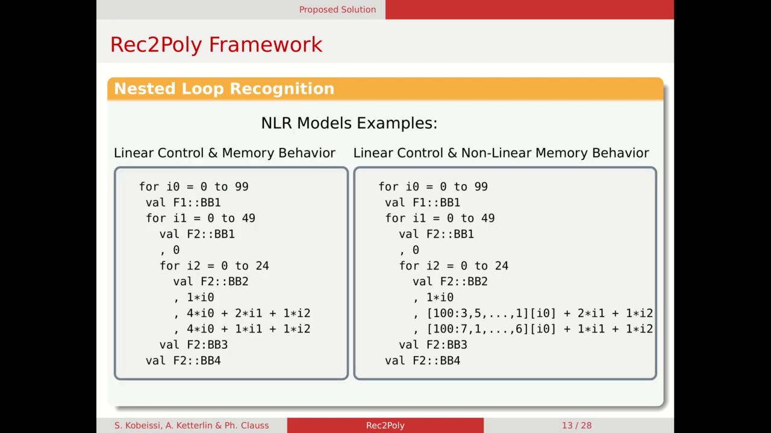To the left we have an example of an NLR model for a linear control and a linear memory behavior. We can see that the coefficients are constant. In comparison, to the right, we have an example of an NLR model for a linear control but a nonlinear memory behavior. In this model example, we have the coefficients as lists of values, each of size 100. In the first list we have, for I0 equals 0, the first coefficient value is 3. For I0 equals 1, it's 5, and so on.